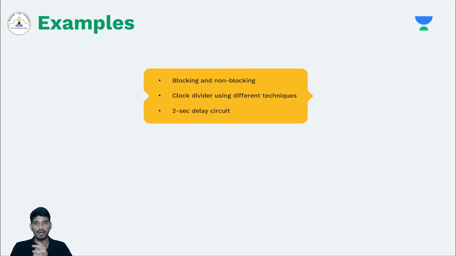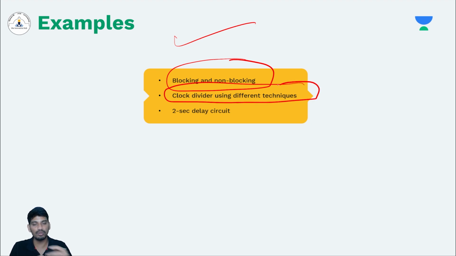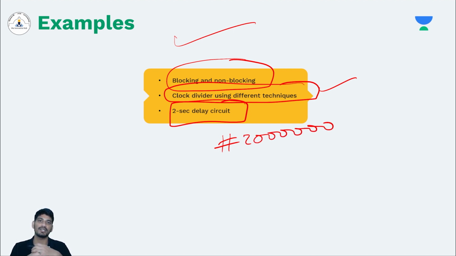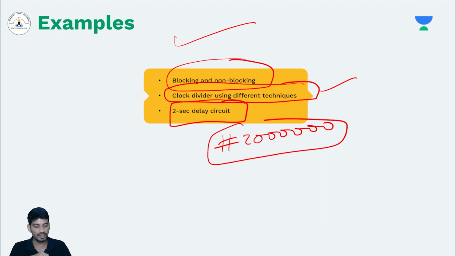So till now we have learned many things: what an initial block is, what an always block is, how to do procedural assignments using blocking and non-blocking, and how to do event controlling and timing controlling. Now we will see examples of how to use blocking and non-blocking statements, and how to design a clock divider using different techniques. And in gate level modeling, we failed to create a synthesizable delay. We tried to create a 2 seconds delay, but it was not happening in gate level modeling because the statement is not synthesizable.